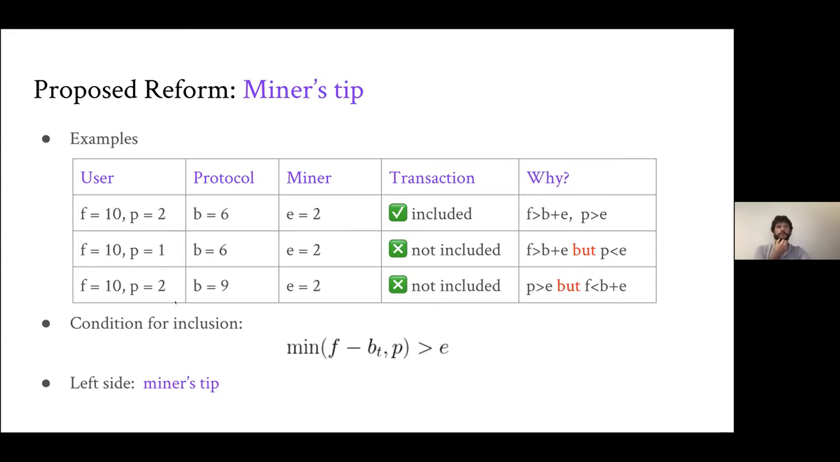And finally, the third scenario: I'm willing to cover the miner's operational cost, but my fee cap is too low. The fee cap is not enough to cover both the base fee and the miner's expenses. So in this case, my transaction will not be included.